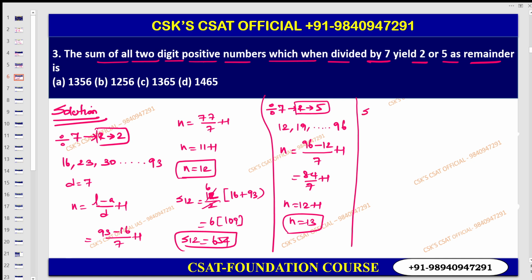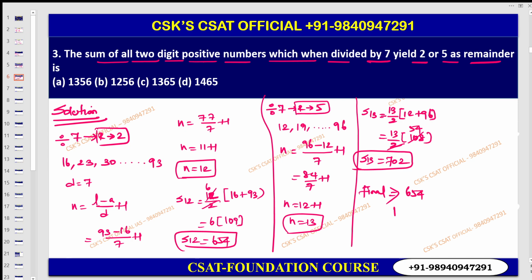So the summation of 13 terms is n by 2 times (A plus L). So 13 by 2, this is nothing but 108. You can cancel here, 54. 13 into 54 is nothing but 702. So you need to add this up. So what would be the final answer? 654 plus 702, option A, 1356. Understood?